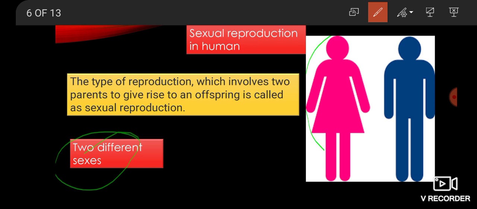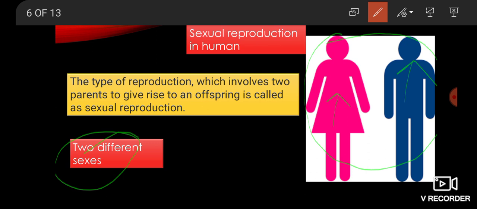Dear students, this particular logo you have seen in so many places, either at public toilets, at restaurants, or at the movies, right? And you can easily identify that this pink color logo is about the female and this green color logo is about the male. So it means that these are the logos of the male and female.